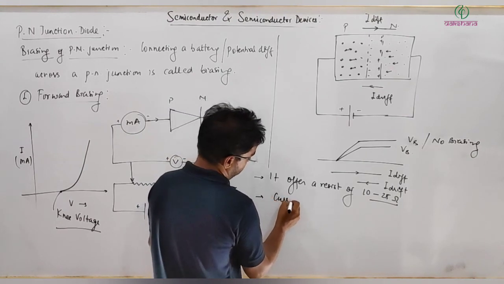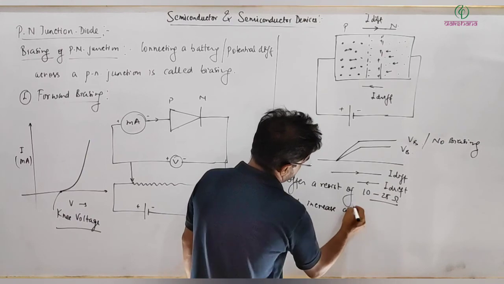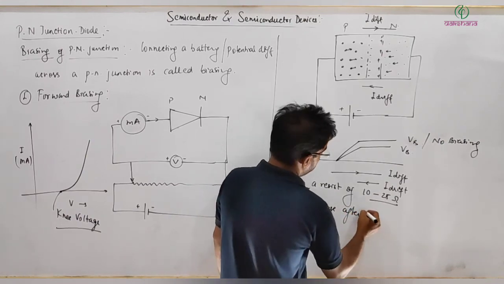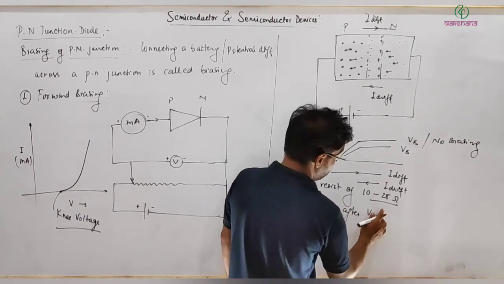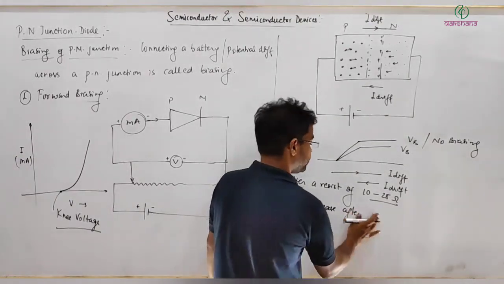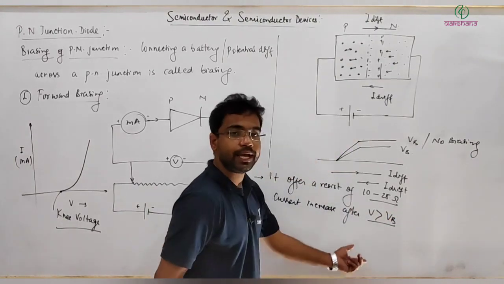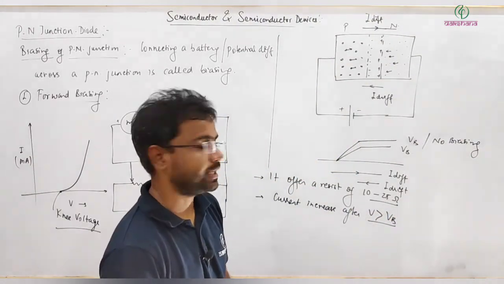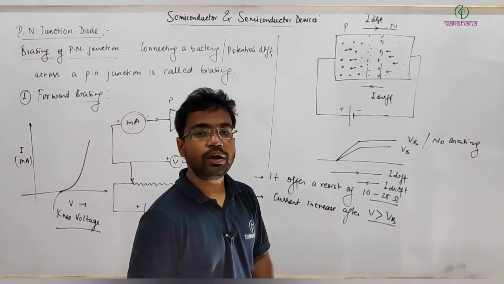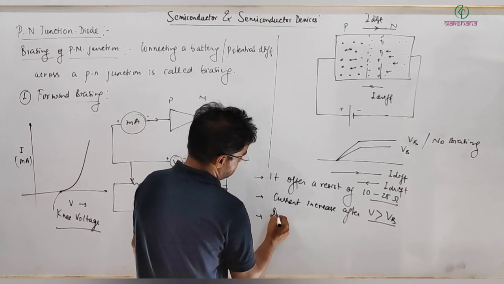Current increases after the breakdown voltage, not breakdown, the potential barrier. When V is greater than the barrier voltage, then the current in the forward bias will increase rapidly, or much faster. Here we calculate one dynamic resistance actually.